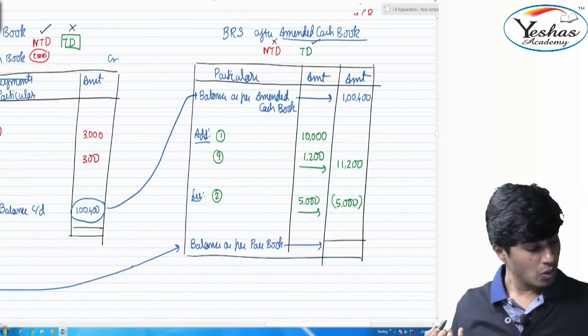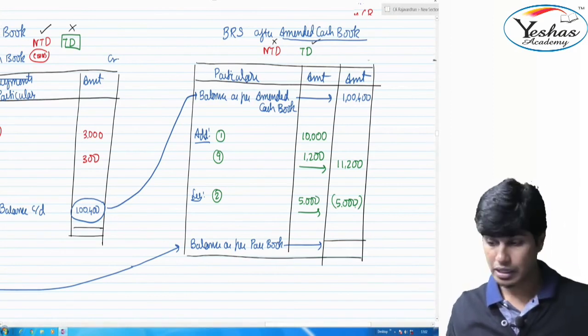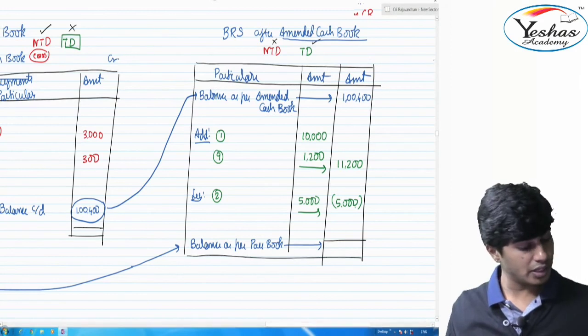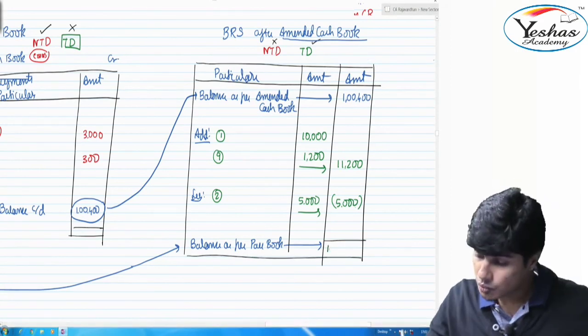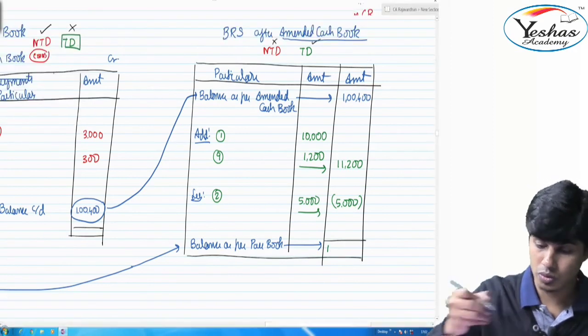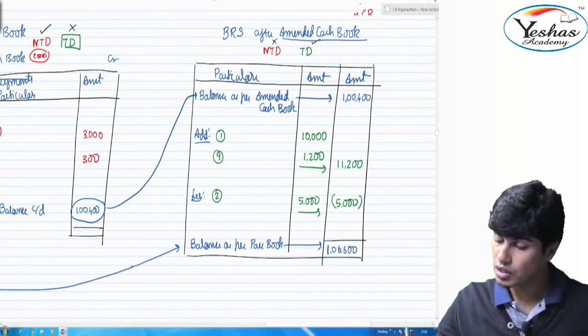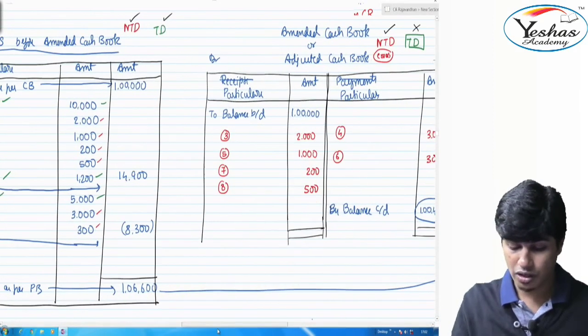Come on, do it. What will you get? Let's see. 1,00,400 plus 11,200 minus 5,000. That gives you 1,06,600. I'll write it in blue. 1,06,600. Note this amount. Let's see here. What have we got? 1,06,600.